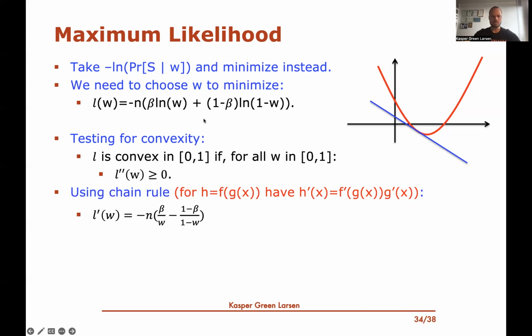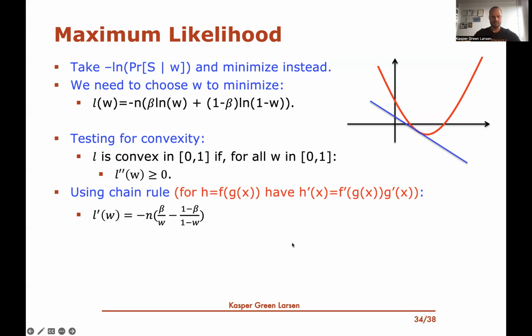That was simple. The second one is a composite function, where 1 minus beta is just a constant. The outer function is log x, and the inner function is 1 minus w. The derivative of the outer function, if it's log x, is 1 over x. So we take the derivative of the outer function and apply it to the inner function, so we get 1 over 1 minus w. Then we multiply with the derivative of the inner function. The inner function is 1 minus w, and the derivative is minus 1, because the coefficient on w is minus 1. So this gives us a minus in here. This is now the derivative of the function up here.